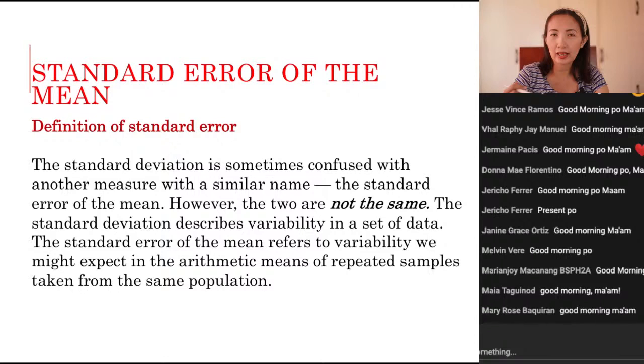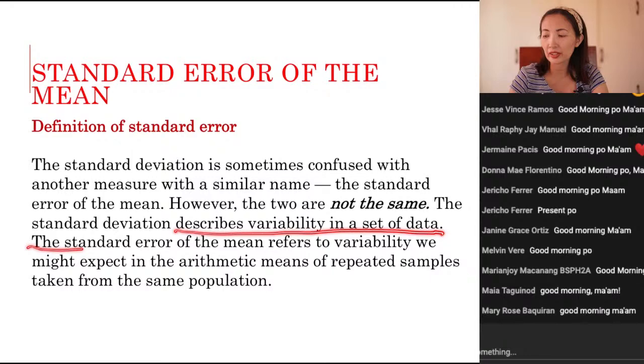But what about standard error? The standard deviation is sometimes confused with this measure, standard error, but the two are not the same. These two measures are different. Your standard deviation describes variability in a set of data, while the standard error refers to variability that might be expected in the arithmetic means of repeated samples taken from the same population.